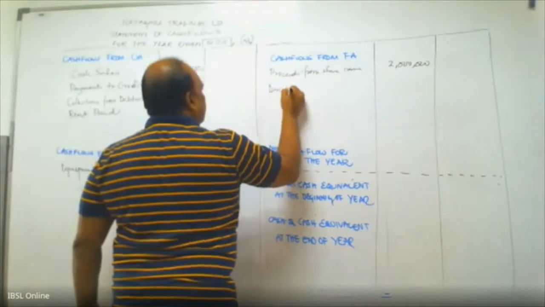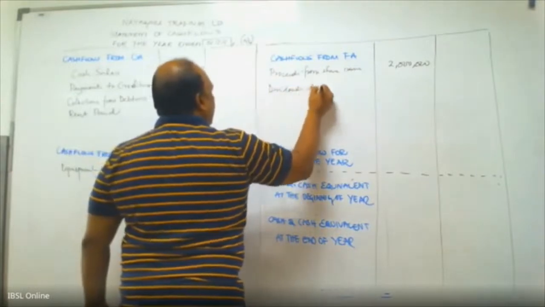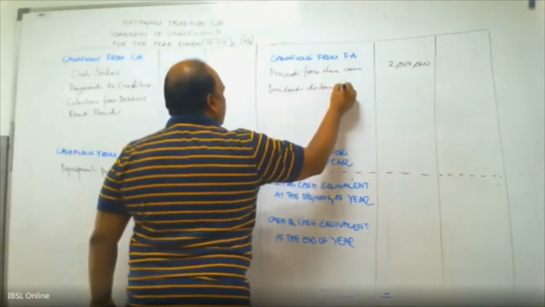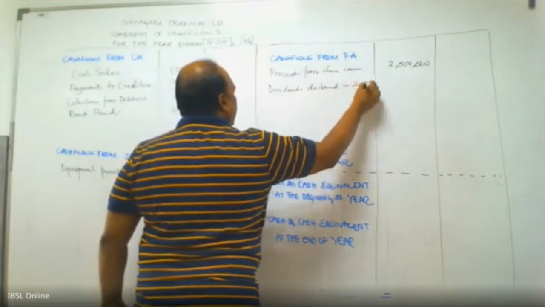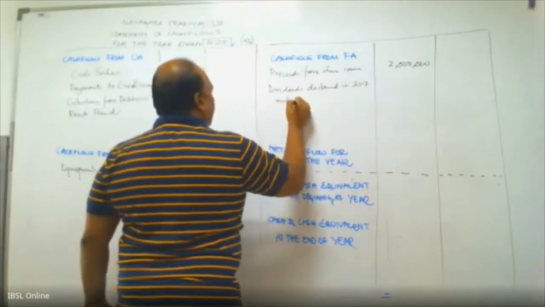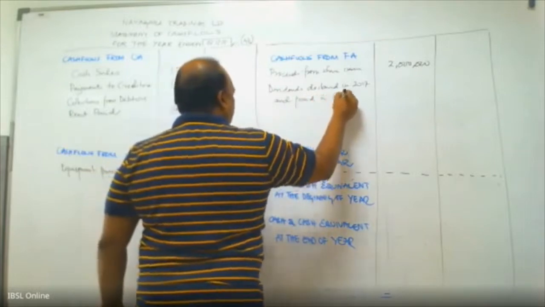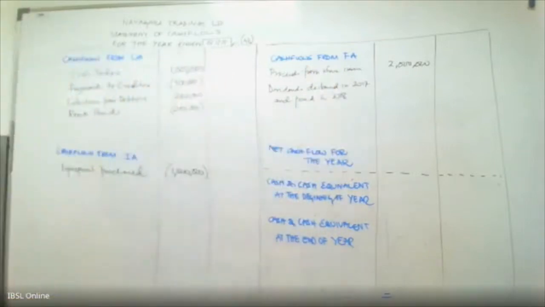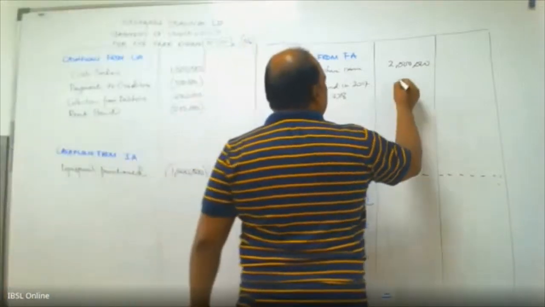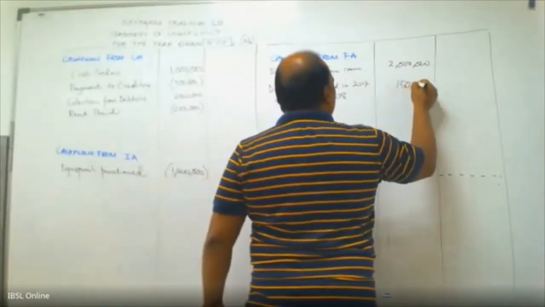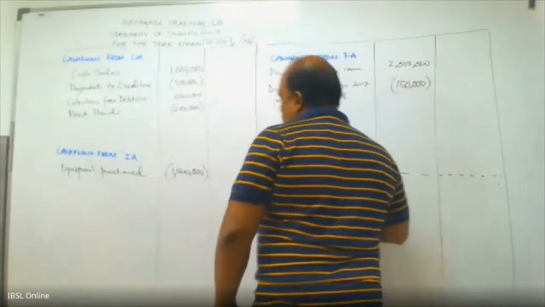Dividends declared in 2017 and paid in 2018. How much is that? 150,000, and that is a cash outflow.